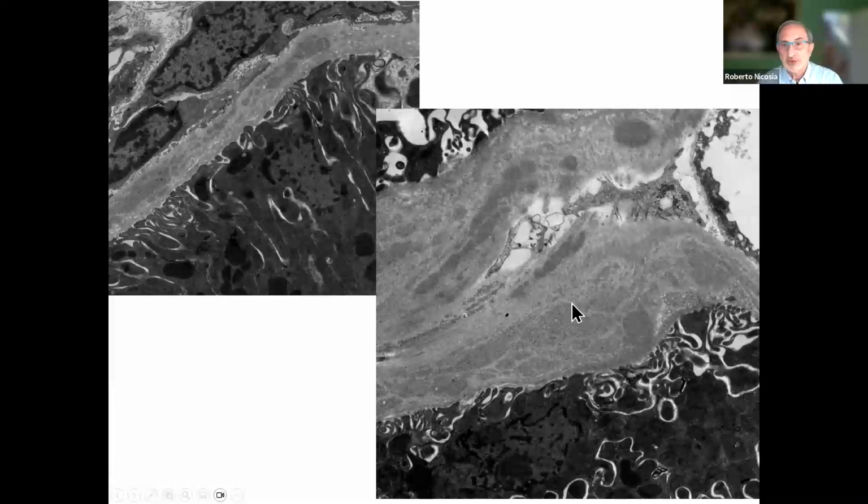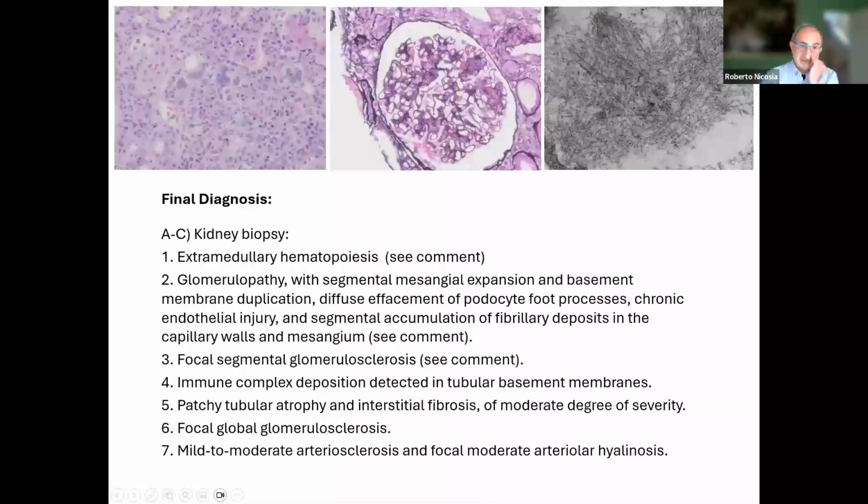In addition, we were able to confirm the presence of immune complex deposition in the tubular basement membranes, and the immune complexes by electron microscopy appeared clearly electron dense, and they were thickening the tubular basement membrane. So this was our final diagnosis, extramedullary hematopoiesis.